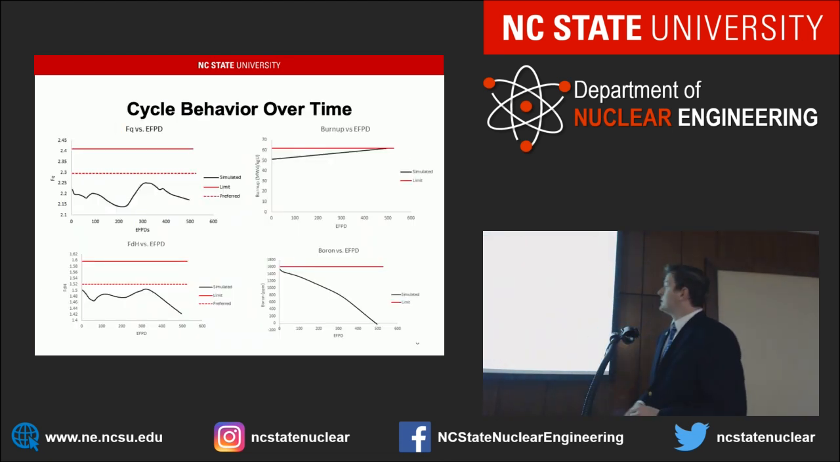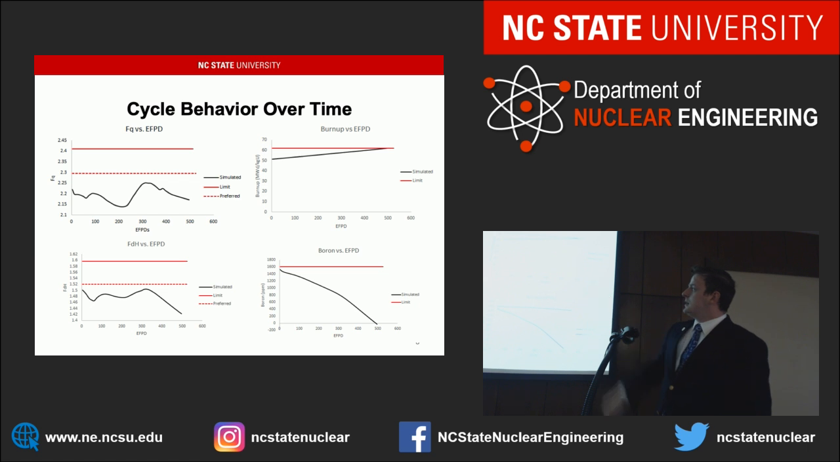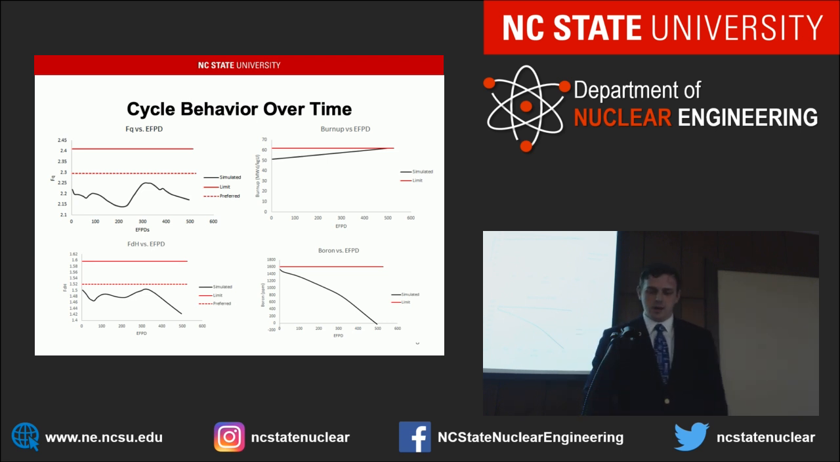So you can see the cycle behavior over time. You can see the peaking factors, and you see a point where it peaks out towards 300 full power days, and that's due to the burnout of gadolinium within the core. So the high enriched gadolinium burns out at that point, which is why you get that peak out there. So you can see the burnup stays beneath the limits, and all of the initial limits are met.